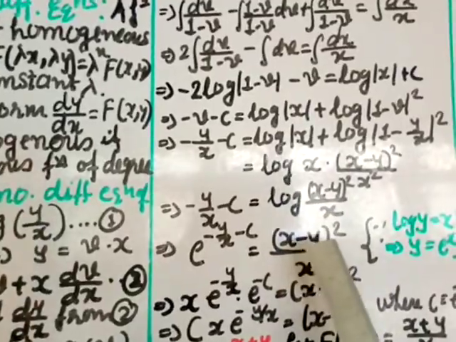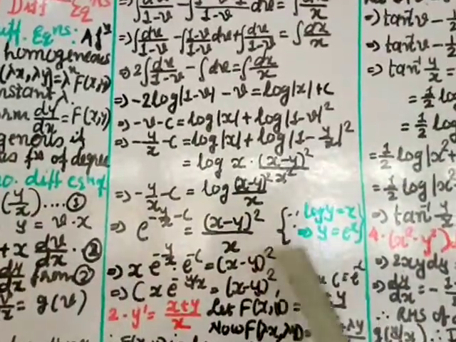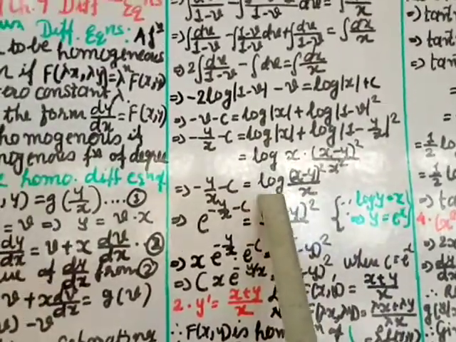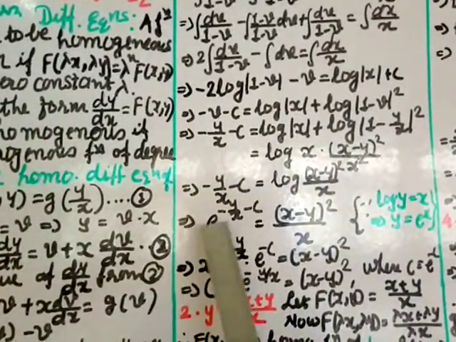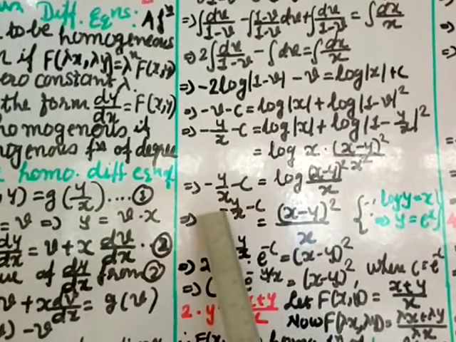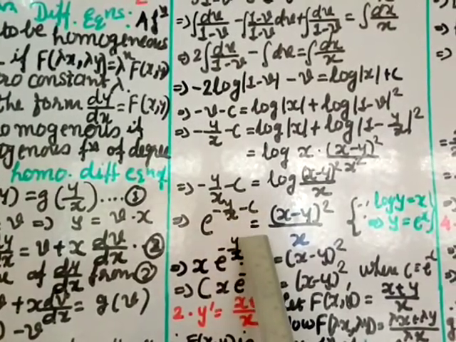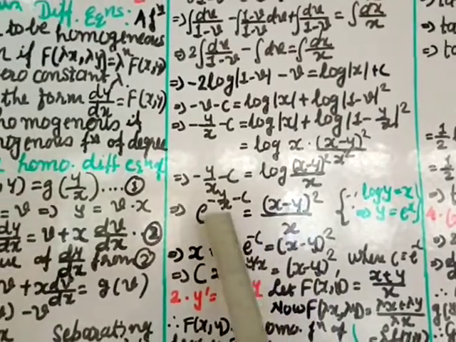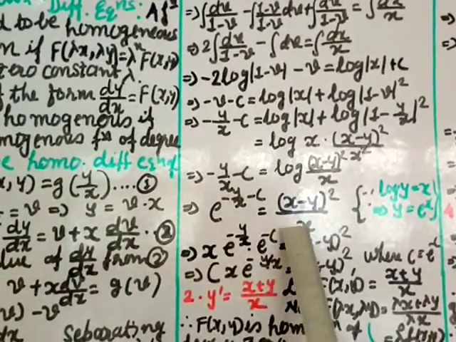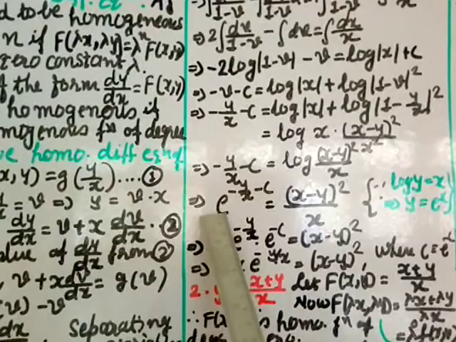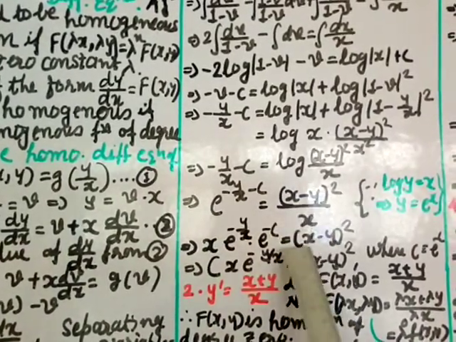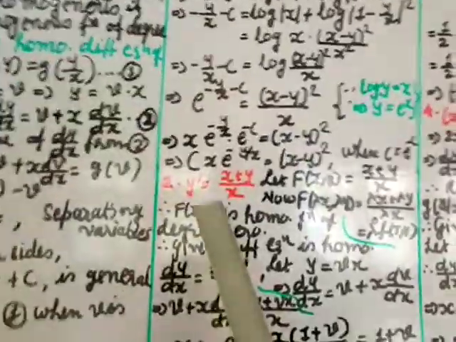Now if you want to remove the log, you can. We have done in the last class, that is, if log y is equal to x, then you can write y is equal to e power x. So if you want to cancel log, this term will become e to the power, so I write e power minus y by x minus c equal to, this log cancels, here x minus y whole square by x. This you can separate: e power minus y by x into e power minus c, and this is as it is and x is transferred here.